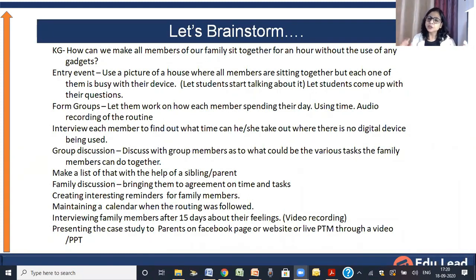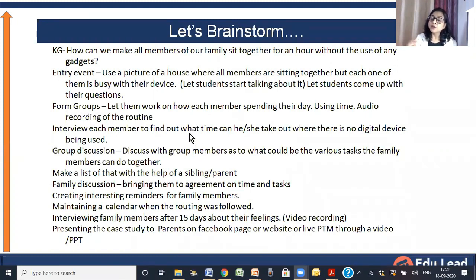So let them enlist as to, okay, together, what is that which will entertain everybody and that will be enriching for everyone? So what are those things which can be done? So let them list down those. Then this list can be made with the help of a sibling or a parent. And then they have to sit down with their family and discuss, bringing them to agreement on the time and task. Okay, what time are they to sit together, and what tasks are we supposed to be doing. They can also say that, okay, Monday this, Tuesday this, Wednesday this, like that also it is possible.